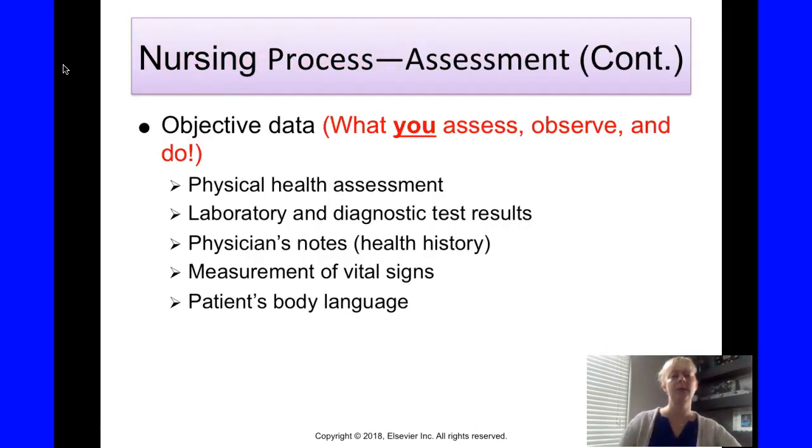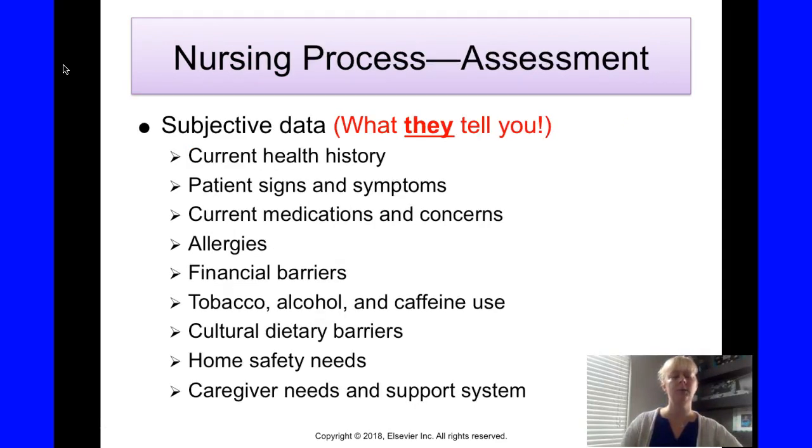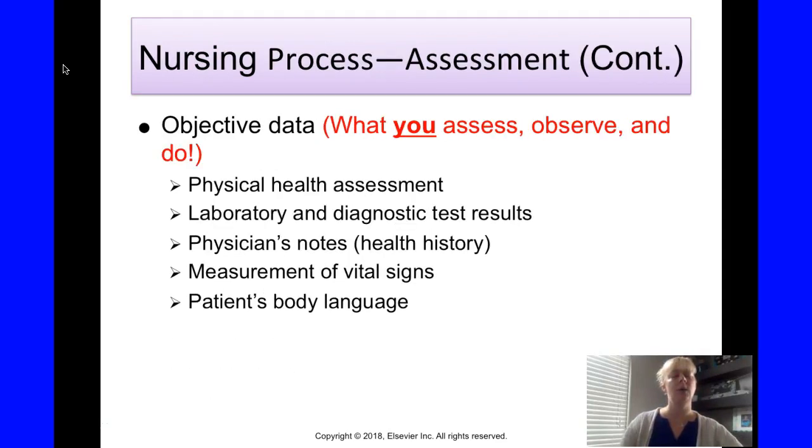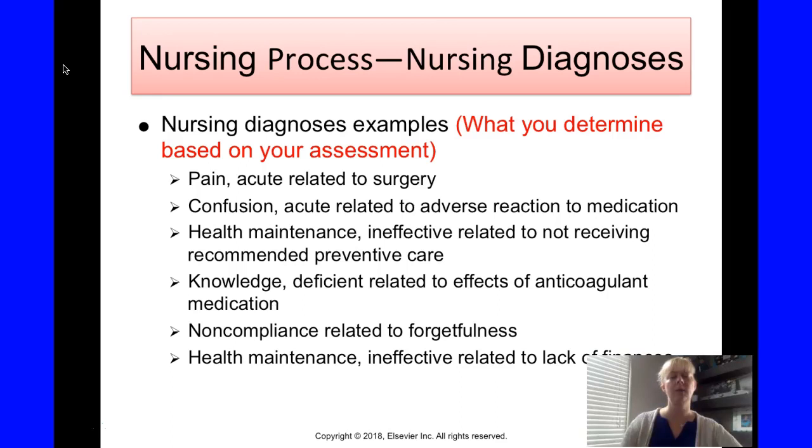All right, so we got assessment down. This is you figuring everything out. You're asking them all these questions. Then you're getting other data. You're doing their physical assessment, vitals, getting all that stuff. All right, so you have all the information you need, right? So now what are you going to do?